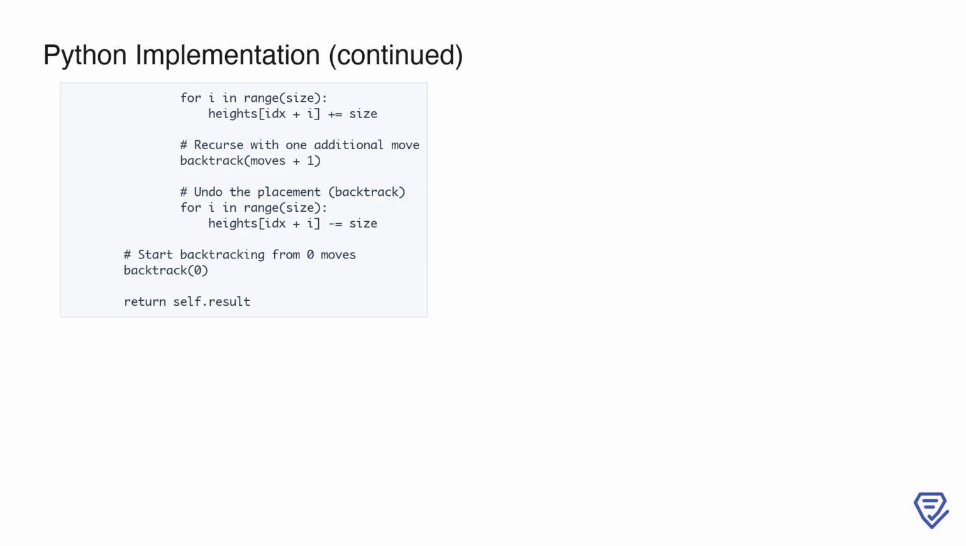We then call the backtrack function recursively, passing moves + 1, since placing this square counts as one additional move. After exploring this configuration, we undo the placement by subtracting the square's size from the respective columns in the heights array. This backtracking step is crucial, as it restores the state of the rectangle to what it was before the square was placed, allowing us to try other configurations. Finally, outside the helper function, we initiate the backtracking process by calling it with 0 moves. Once the recursion completes, we return self.result, which holds the minimum number of squares needed to tile the rectangle. This completes our implementation of the algorithm.